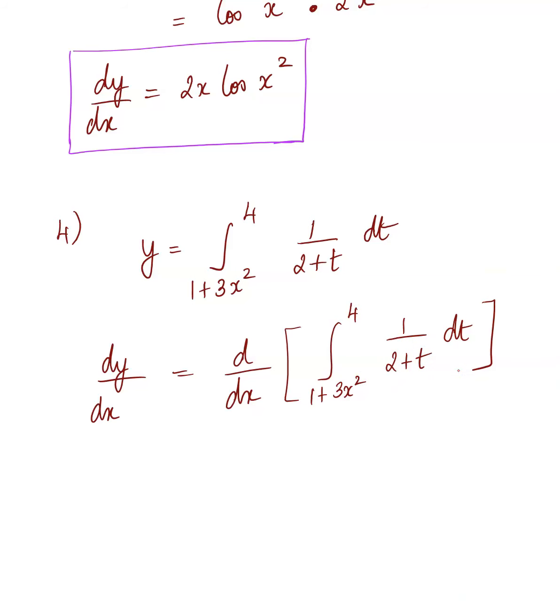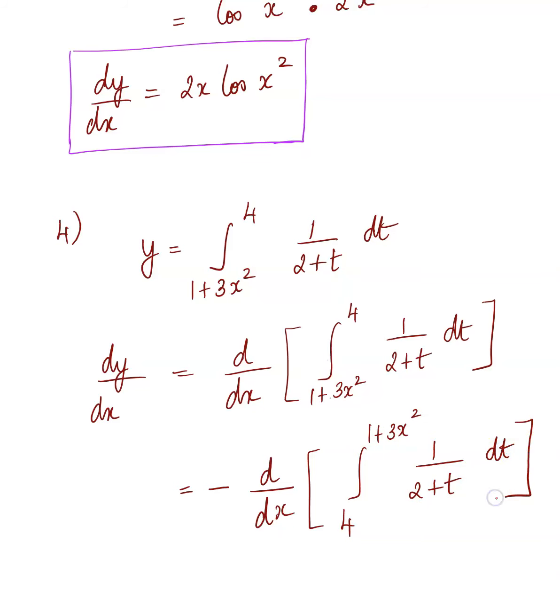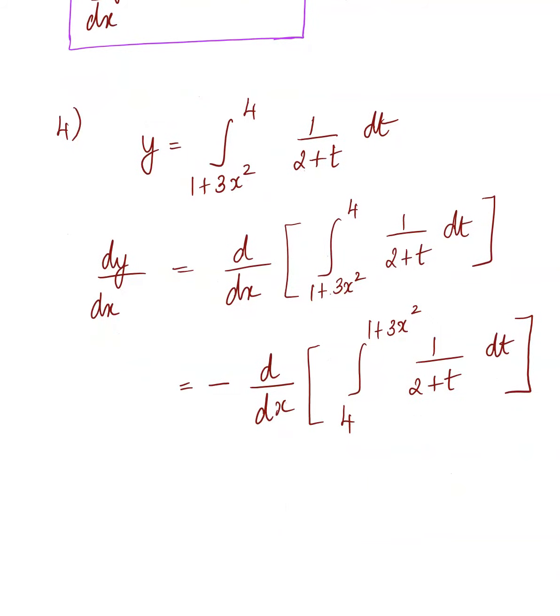Now remember again, we have to go from a to x, not x to a. So we have to switch the order of the integration. In order to switch the order, remember I'm bringing out the negative because I anticipate it to happen here. So that's going to be the integral from 4 to 1 plus 3x squared of 1 over 2 plus t dt. What's really neat is you're able to switch the limits of integration and not affect the function itself. And of course you do have a minus.